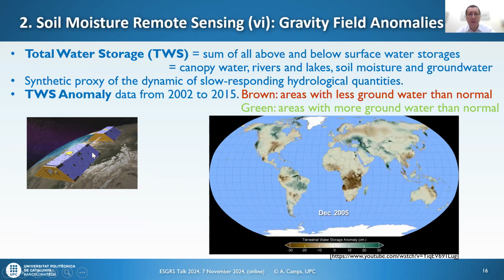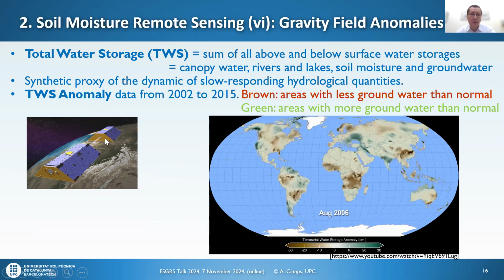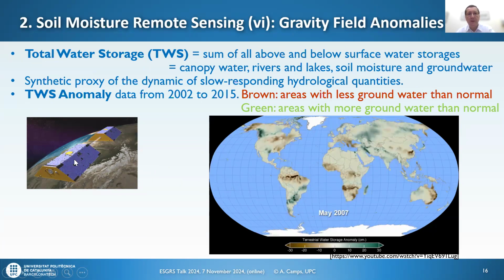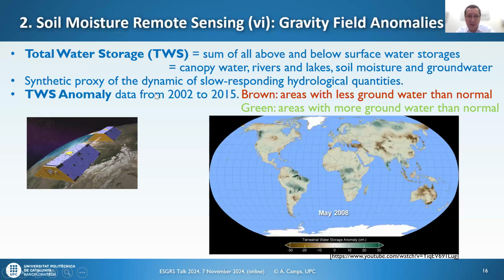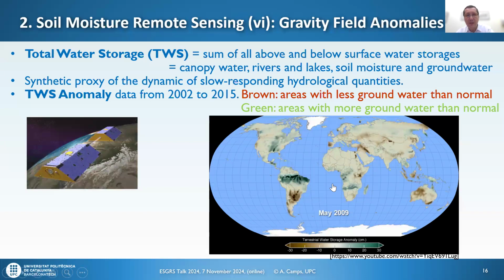Okay, this is a mission. This is the GRACE mission that basically is two satellites that are measuring their distance very precisely with laser retroreflectors. And when the gravity is higher, then the first satellite accelerates, the distance between the two increases, and that allows to perform very, very precise measurements of the gravity field of the Earth.